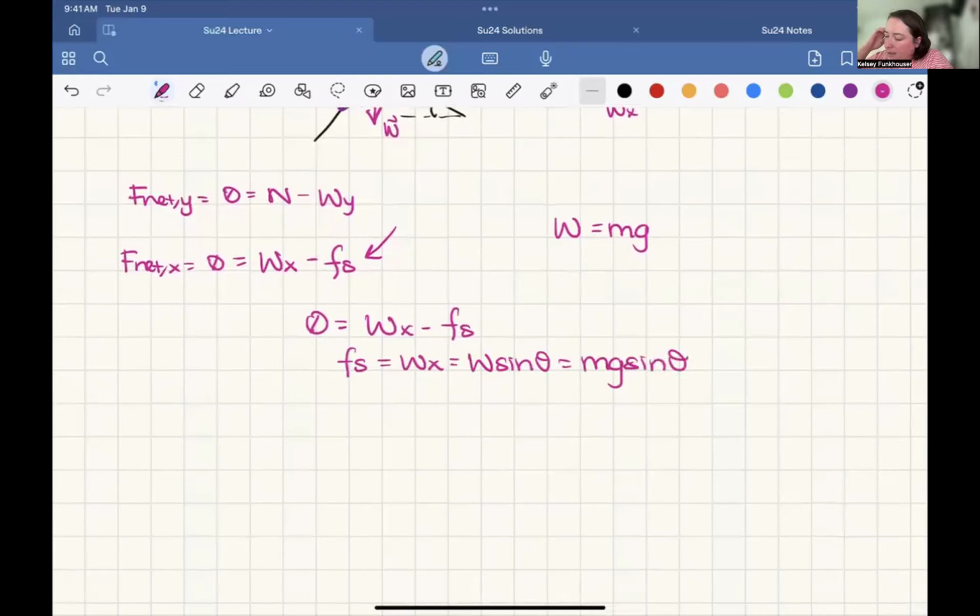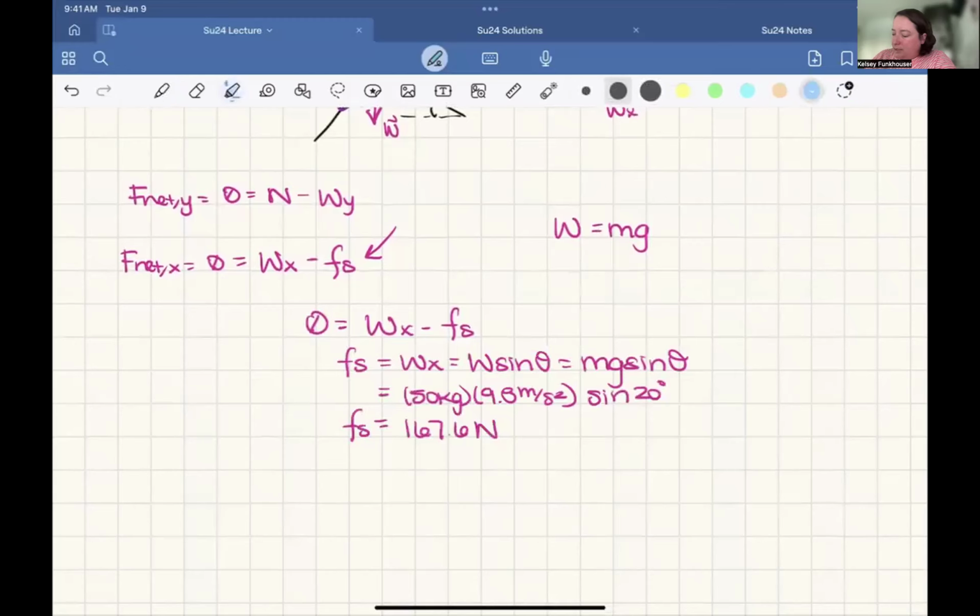Now we can plug it in. So the file cabinet is 50 kilograms. Yes. 50 kilograms times 9.8 meters per second squared times sine of 20 degrees. And this gives us a static friction force of 167.6 newtons. So that's what our static friction force is at an incline of 20 degrees.